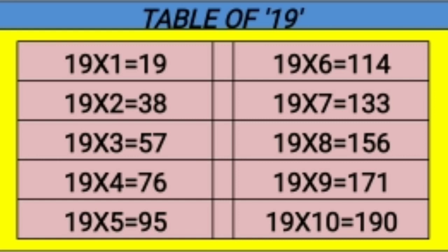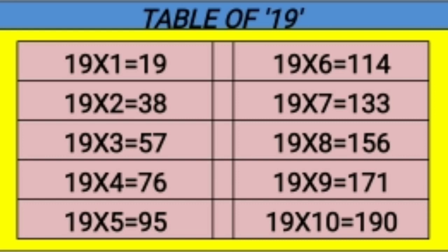19 ones are 19. 19 twos are 38. 19 threes are 57. 19 fours are 76. 19 fives are 95.